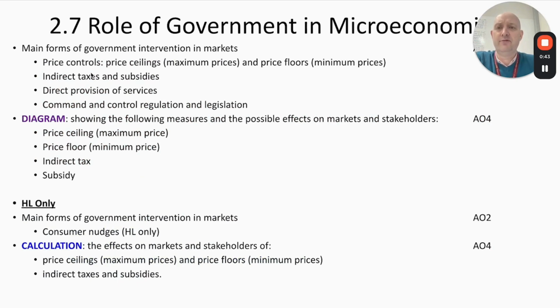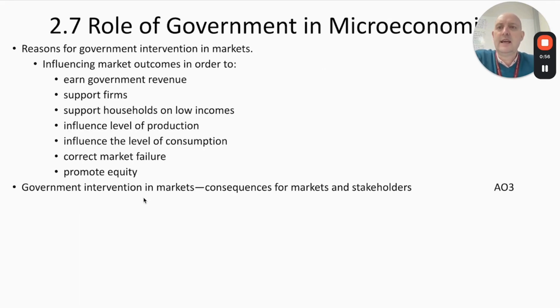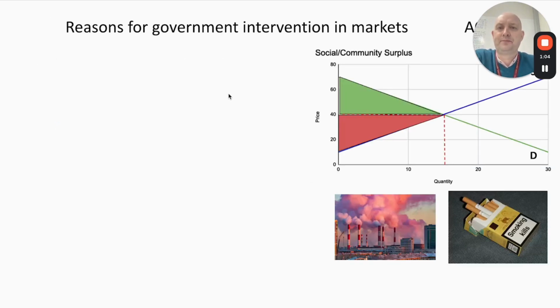We've basically got 4 types of government intervention. We've got price ceiling, price floor, indirect taxes and subsidies, and we've got a couple of others that we'll look at. We're going to do a diagram for them. We've got some HL content, and then we've got to look at the reasons for government intervention in the market. And what I'll do is I'll match these to the specific intervention that we do.